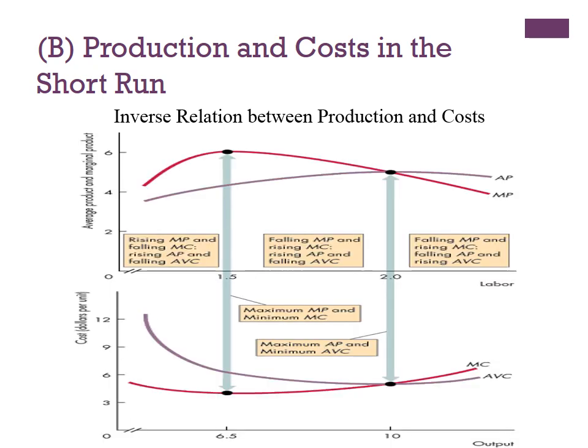Now in this slide we can prove this inverse relationship between marginal product, marginal cost, average product, average variable cost. Here we can say the point of the maximum marginal product represents a point of minimum marginal cost. So when marginal product is rising, marginal cost is falling, and when average product is rising, average variable cost is falling. Then the point of intersection of average product with marginal product represents maximum average product. On the cost side, the point of intersection of marginal cost with average variable cost represents minimum average variable cost. So here we are proving the inverse relationship between productivity and costs in the short run.